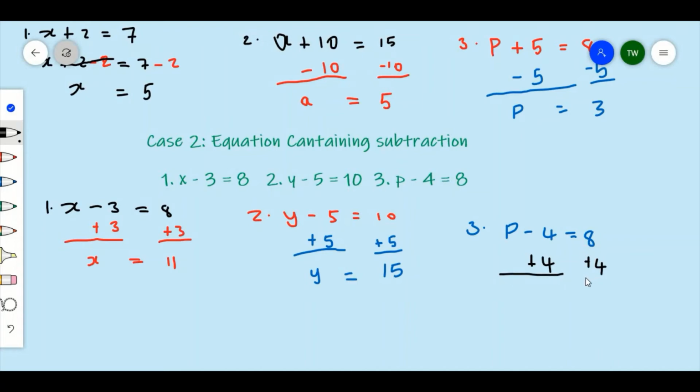Because we want P by itself, right? So here, minus 4 plus 4, that's going to give us 0. So we're left with P on this side equal to 8 plus 4, that's going to give us 12. So P is going to be 12. And let's replace P with 12. 12 minus 4, that's going to equal 8. Alright? So that's how you do any problem containing subtraction. Let's look at case 3.